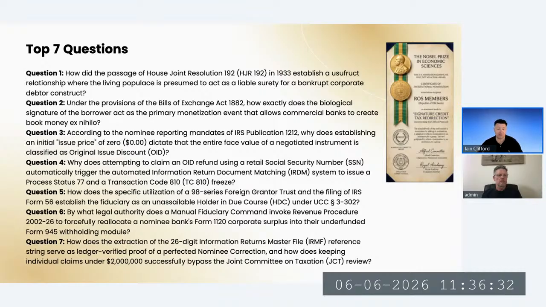It basically tells you everything you need to know, and it is proof that the grantor trust is the holder in due course, because once the 1099 OID is filed, it generates a 26-digit IRMF reference number, and that is the proof of the ratification that the investment bank is no longer a nominee presumed to be creditor. They're now a debtor, and the foreign grantor trust is the nominee holder in due course creditor.